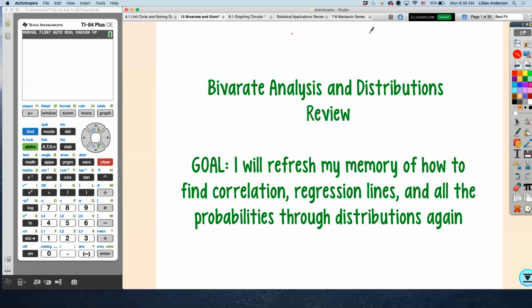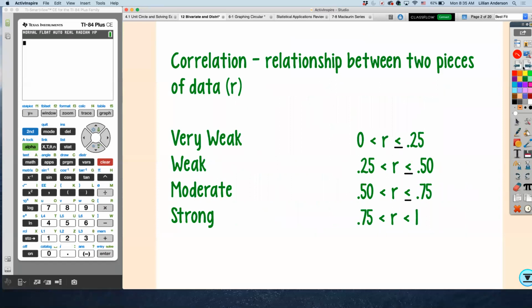Bivariate analysis and distribution review, refreshing our memory of all the things that we did essentially last year, covering statistics and probability. Starting off with correlation. Remember, correlation was the relationship between two pieces of data, okay? Whether you were trying to see if there was a relationship between your GPA and the number of hours that you got to sleep. You can see there's a correlation or relationship between those two pieces. It was found using your calculator.